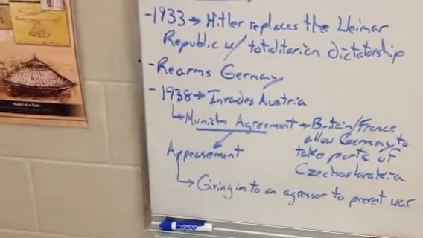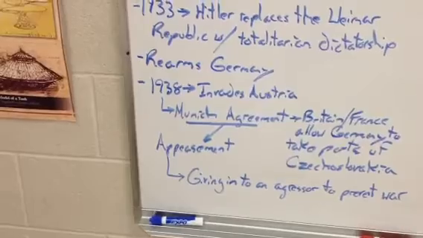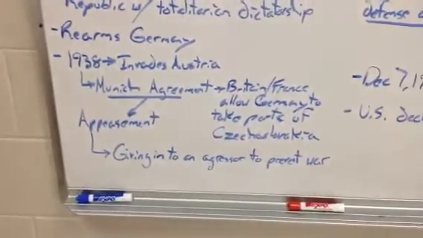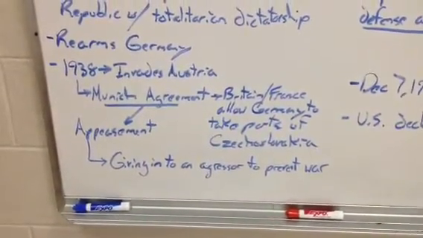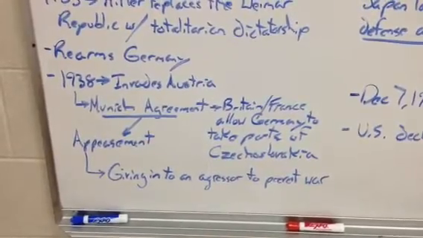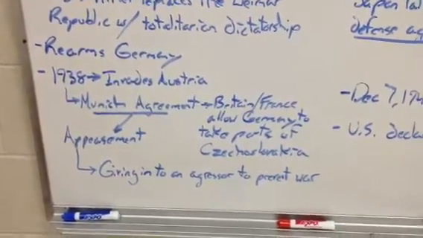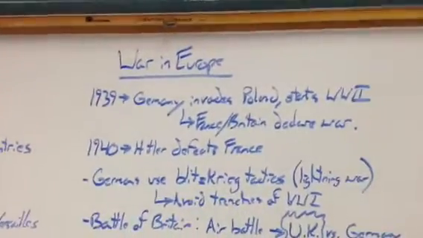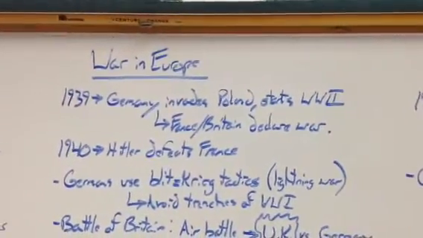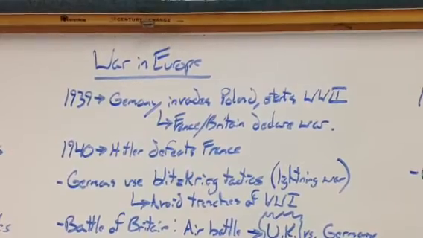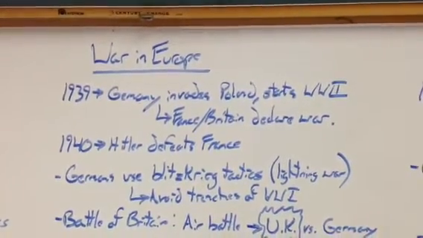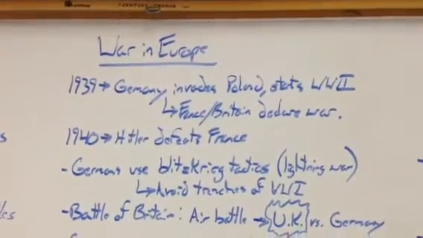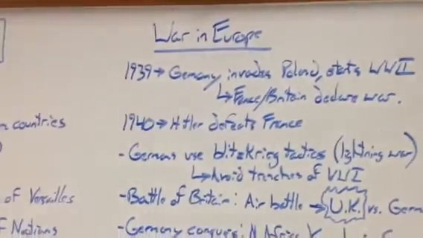The Munich Agreement is the classic example of appeasement, which is the British and the French giving in to an aggressor to prevent war. They are giving Hitler what he wants in hopes that he will stop and not be aggressive anymore. But that is not going to stop him. Ultimately, we're going to lead to the war in Europe, which starts in 1939 when Germany invades Poland. This is going to be the official start of World War II, because France and Britain are going to immediately declare war on Germany. It's not going to go well for them, at least for France.